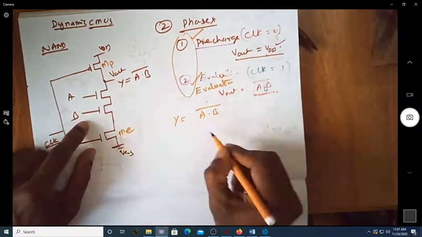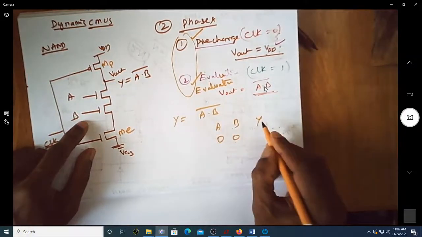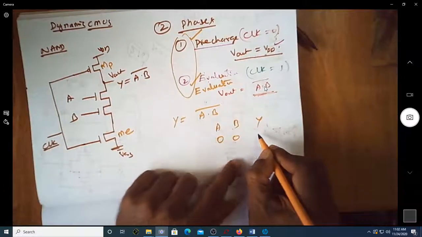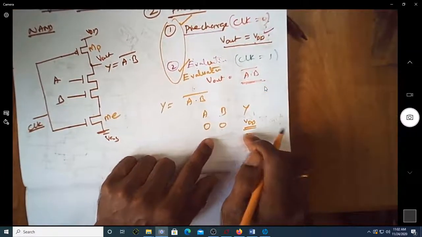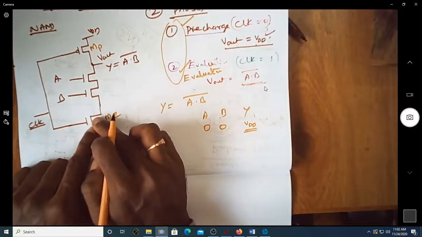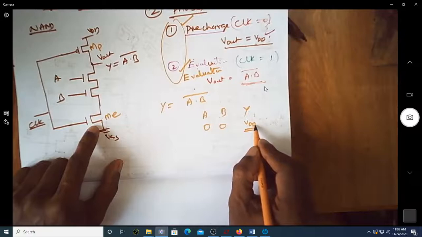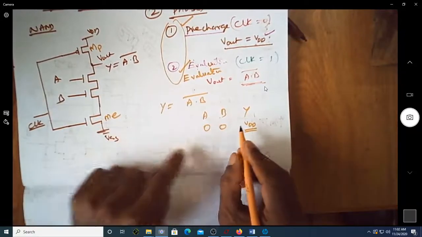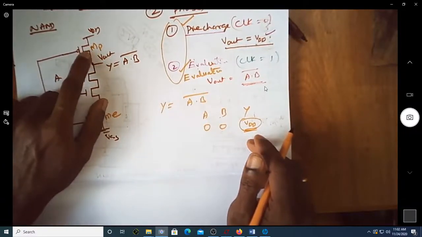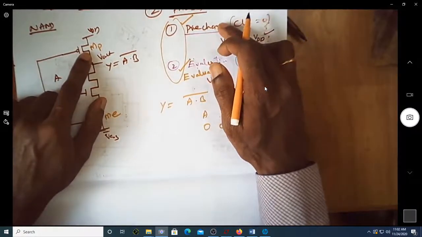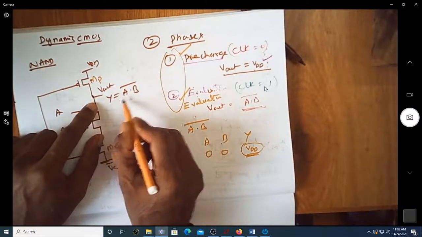Suppose in this case AB is 0, 0. Then Y, since it was already pre-charged to VDD, remains at VDD because there is no path. Even though this is on, since these two are off for this A and B combination of 0, 0, it remains at the pre-charge value of VDD. Because this was VDD, not because this is actually on during the pre-charge period. So actually what happened was, this was made always high.